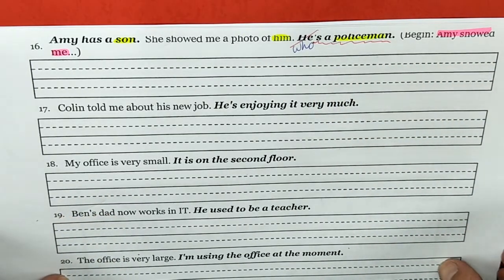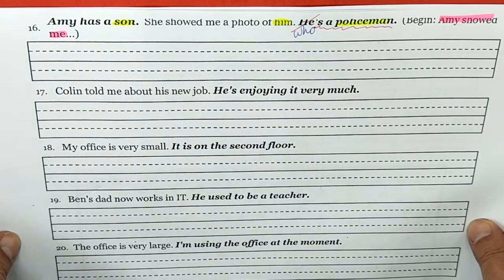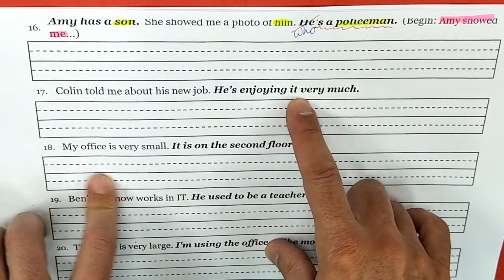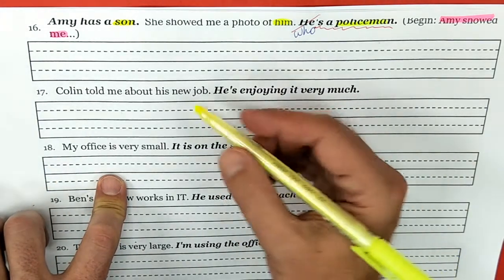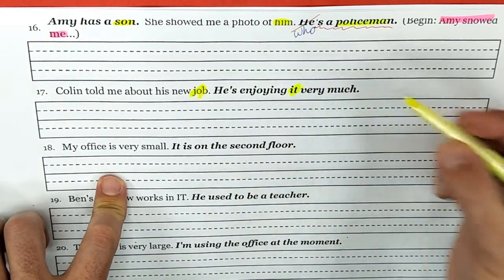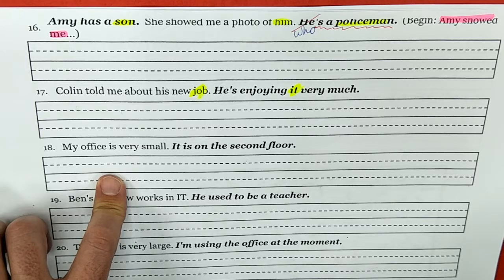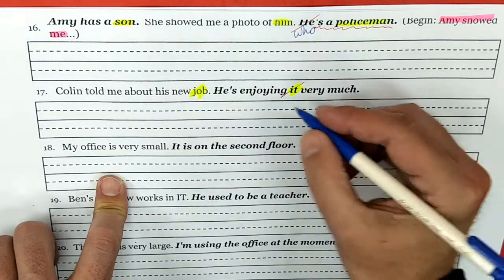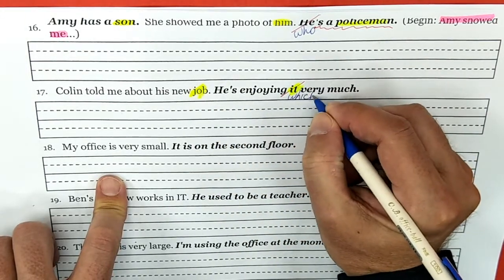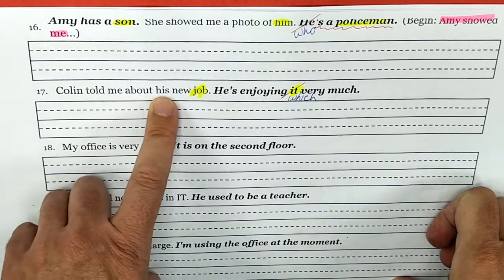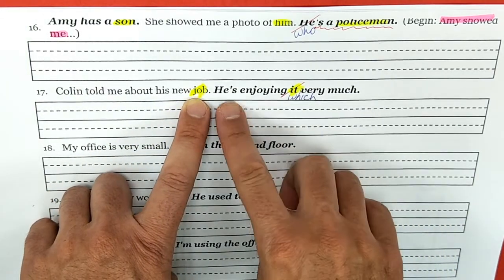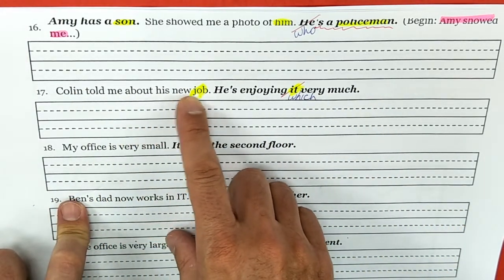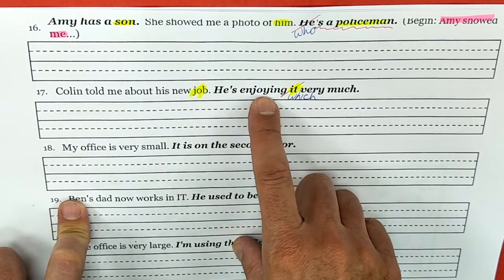All right. Number 17. Colin told me about his new job. He's enjoying it very much. Now this one's easy. Job and it. Okay? This job, I'm going to throw it out. This it, I'm going to throw it out. It's just a job, so which. Colin told me about his new job, which he's enjoying very much.